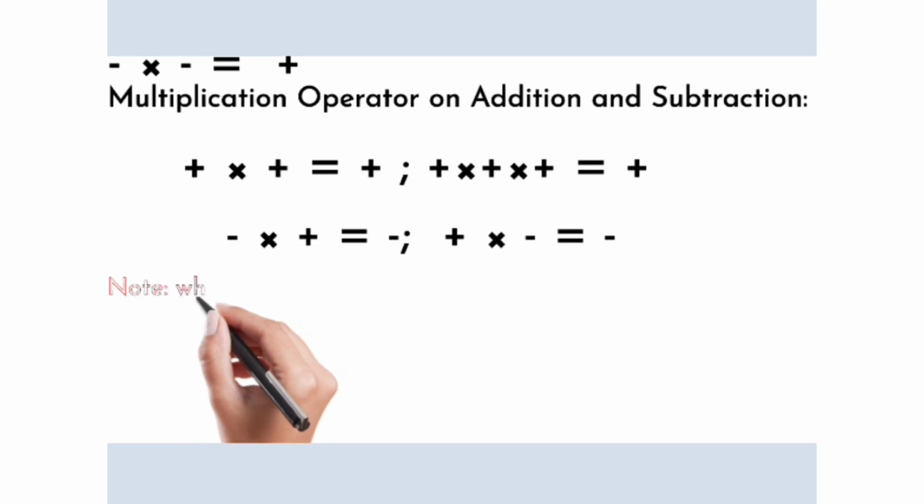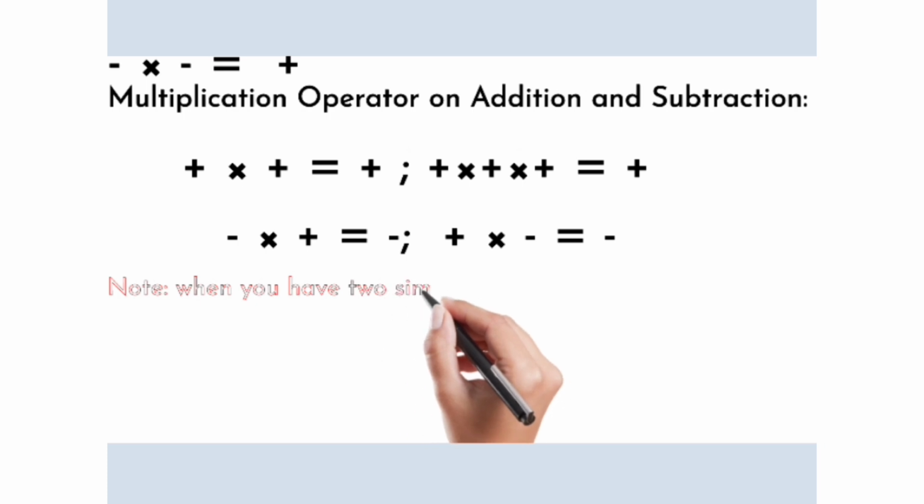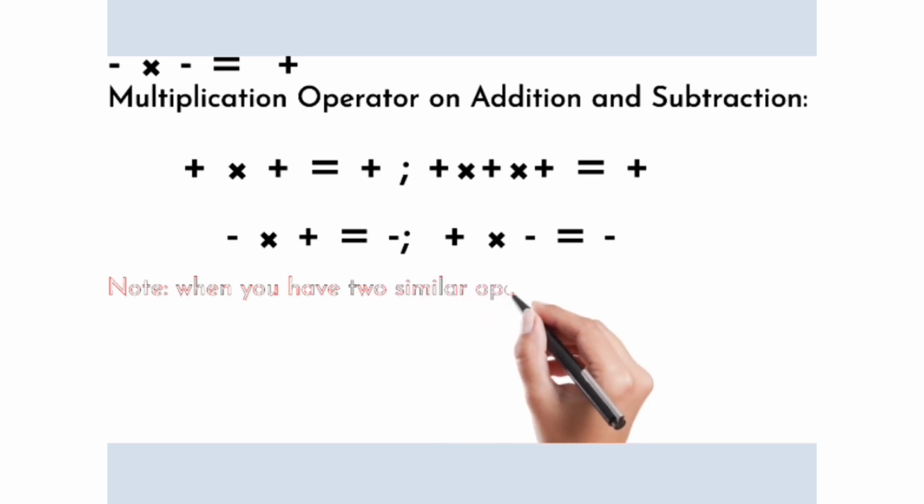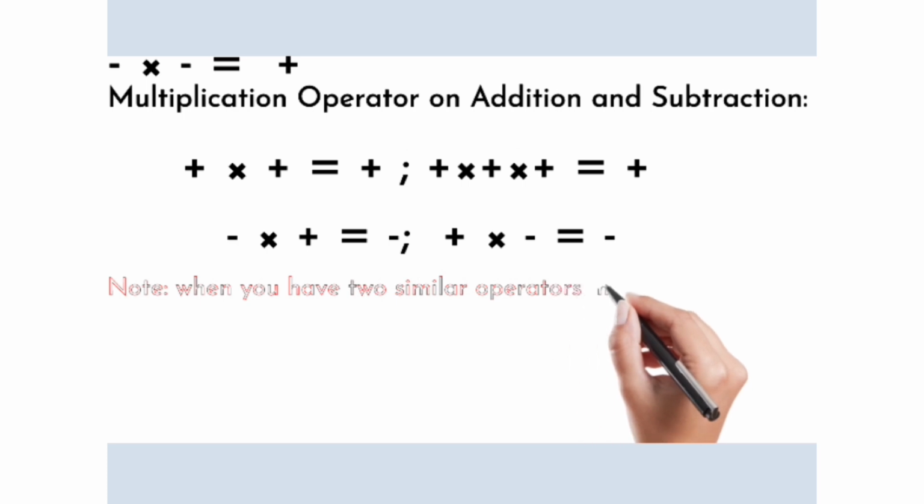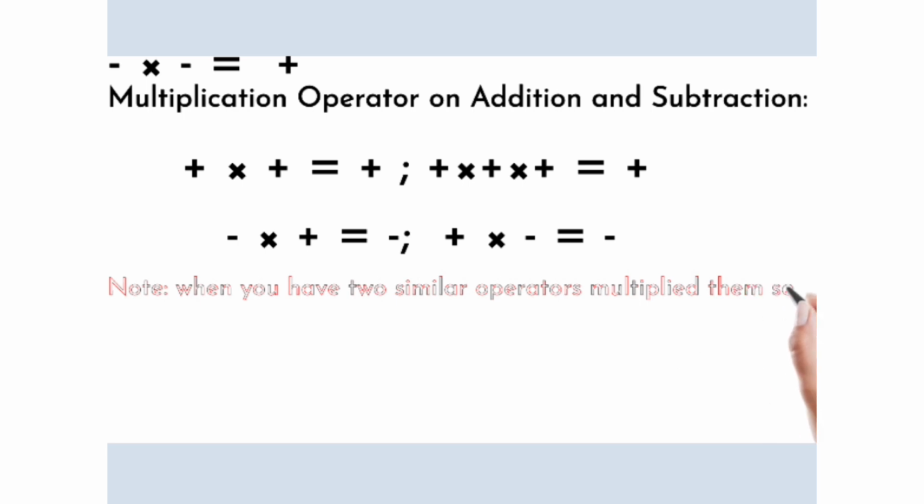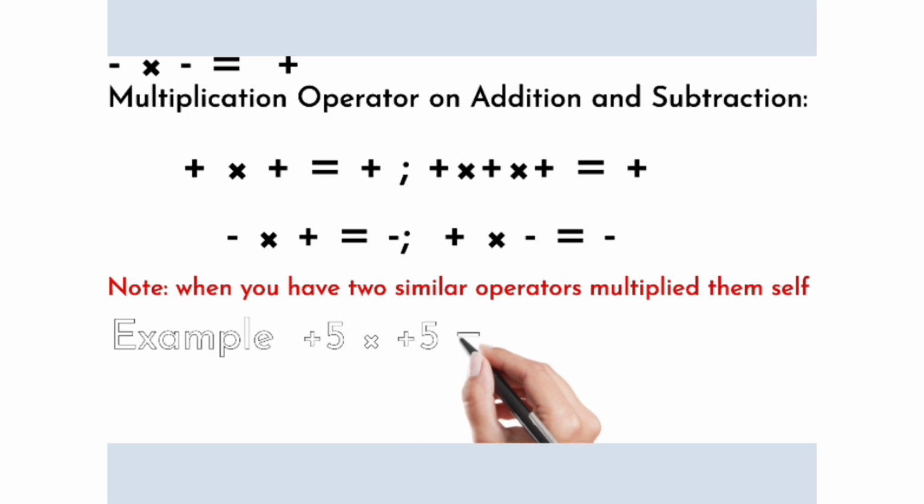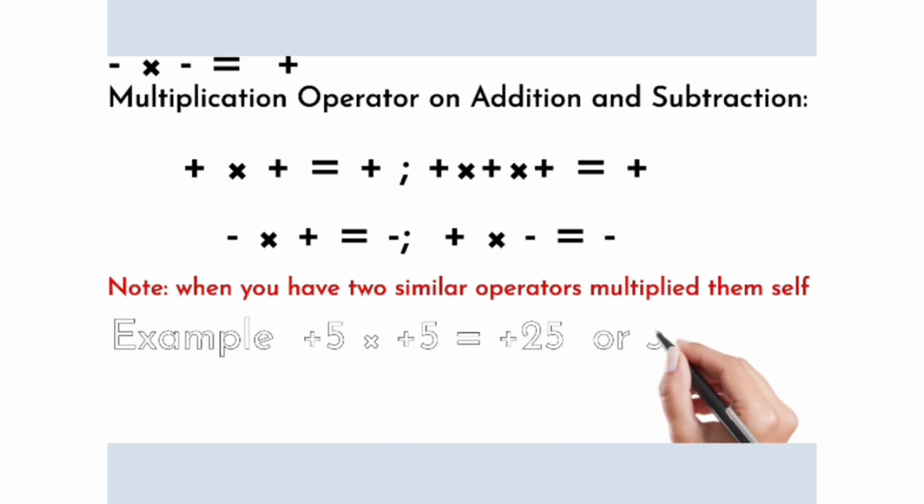Note, when you have two similar operations that are multiplied together, the answer is always a positive sign. In the example above, if you look at it, a plus times a plus will give you a plus. A minus times a minus will also give you a plus.